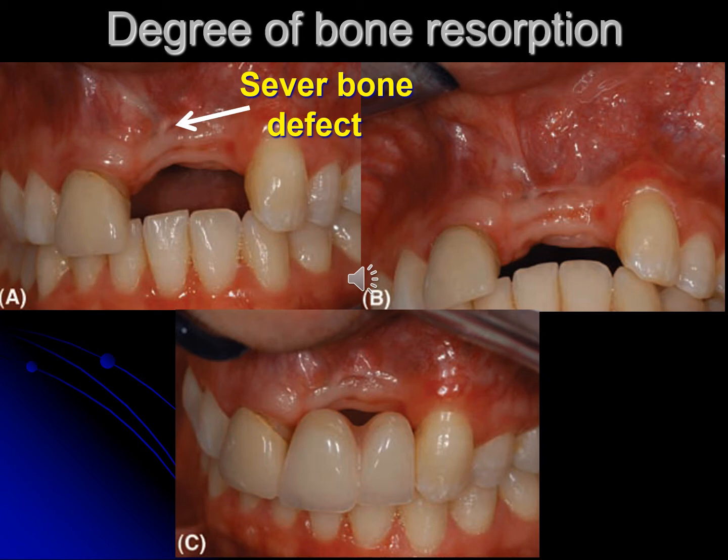In this case, we prepare a removable denture to evaluate the degree of bone resorption in this area. After we design the prosthesis, we can see how much in the picture at the bottom. We can see that we need to rebuild this area of bone and soft tissue before implant placement to have an excellent aesthetic final result.